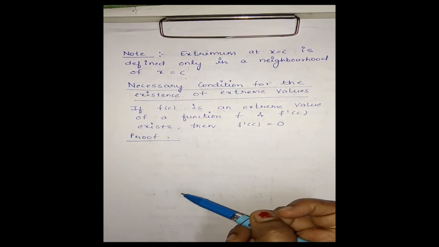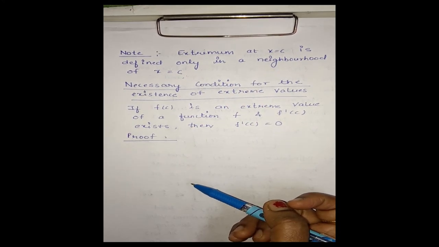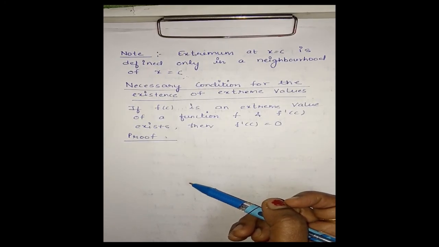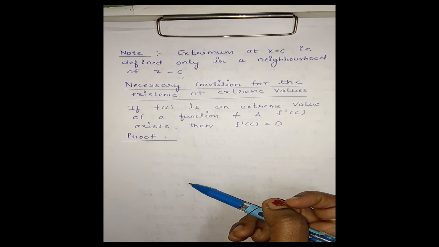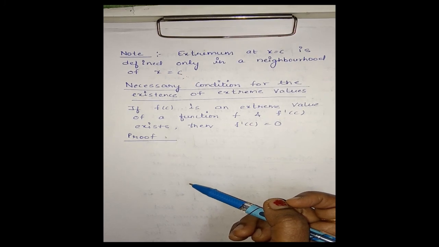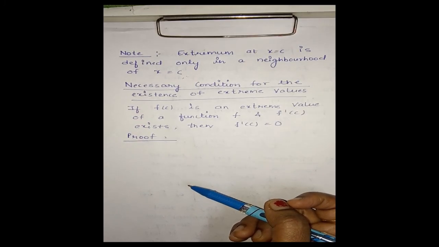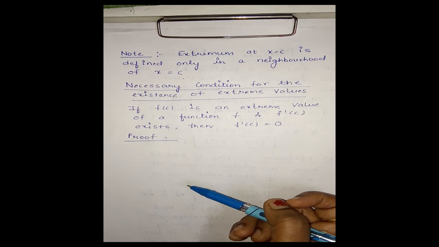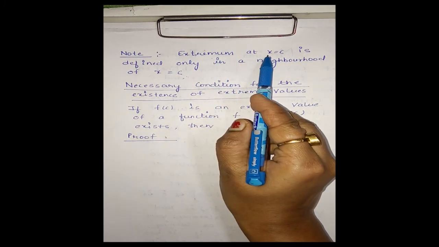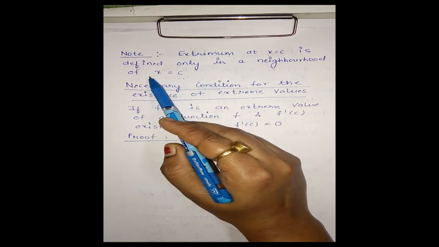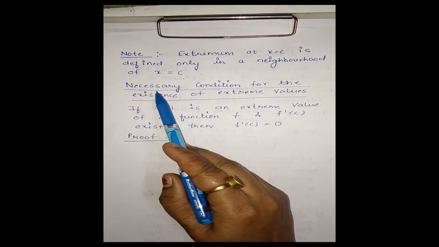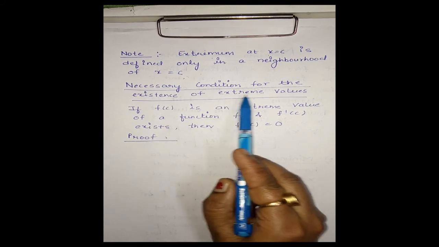We have the condition that for every x in the open interval (c minus delta, c plus delta), when x is not equal to c, f(x) is less than f(c), then f(x) is said to have a maximum value. And in case of minimum, we have f(x) is greater than f(c) for every x in the interval (c minus delta, c plus delta), when x is not equal to c. Okay, extremum at x equals c is defined only in the neighborhood of x equals c. Okay, clear?